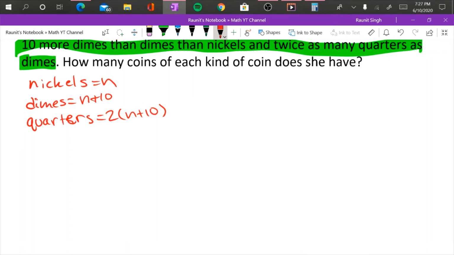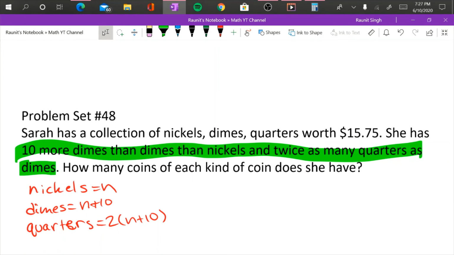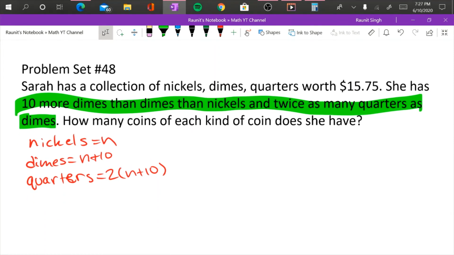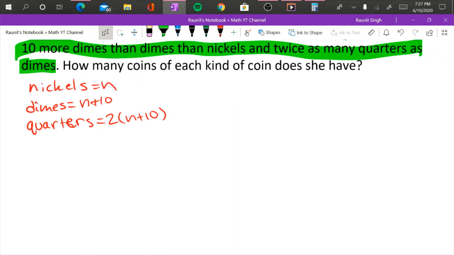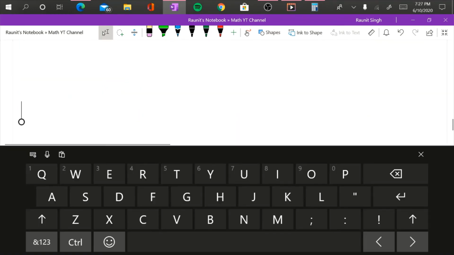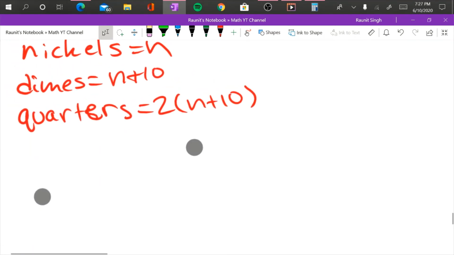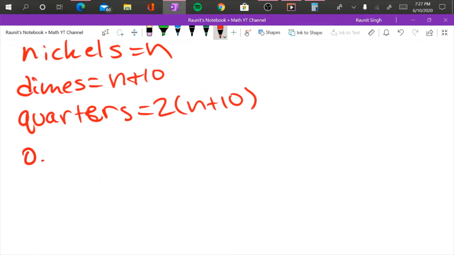Now, instead of adding them all up and just putting the value as 15.75, since we have to find how many of each she has, and it has money worth 15.75, we are going to have to use the values of nickels, dimes, and quarters in real life. So in real life, the nickel's value is 5 cents, which is 0.05.